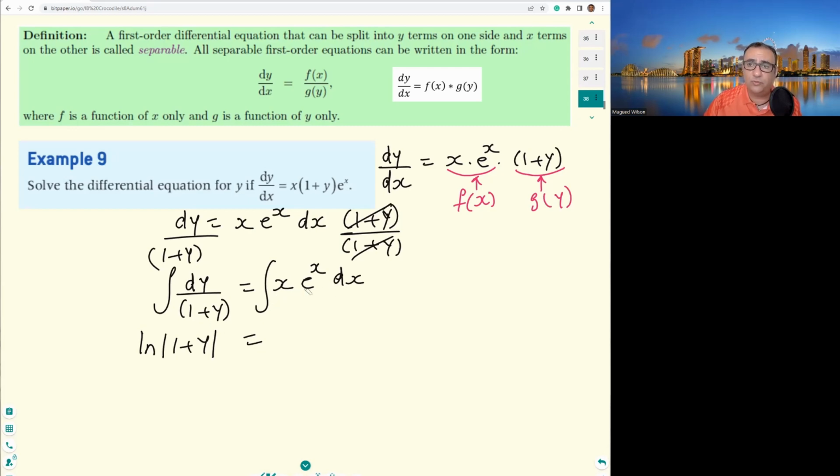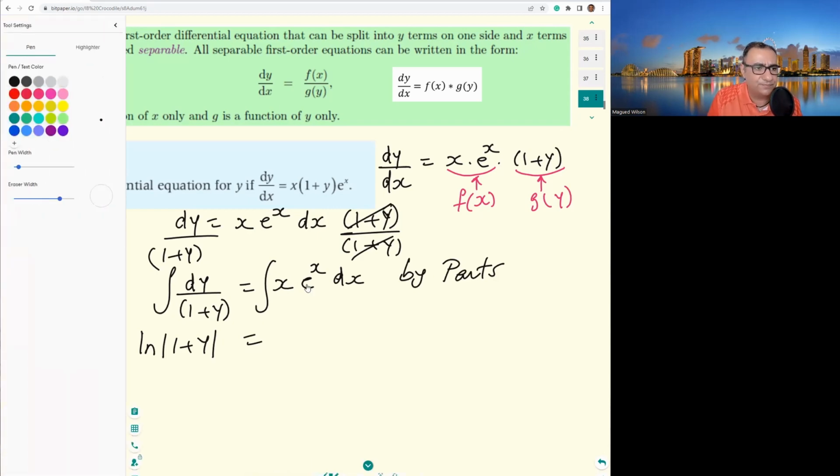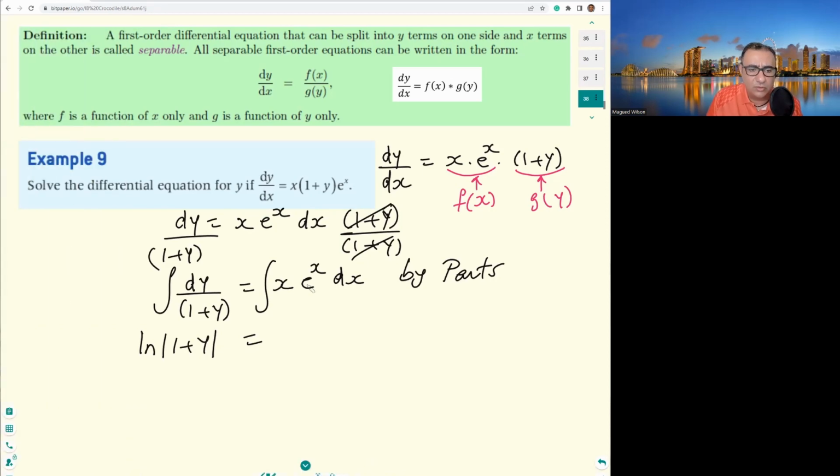We have a product of two functions. In this case, how would you integrate? You can use integration by parts. So by parts, let me just change the color here. What we do is we call one function u and the other function dv.